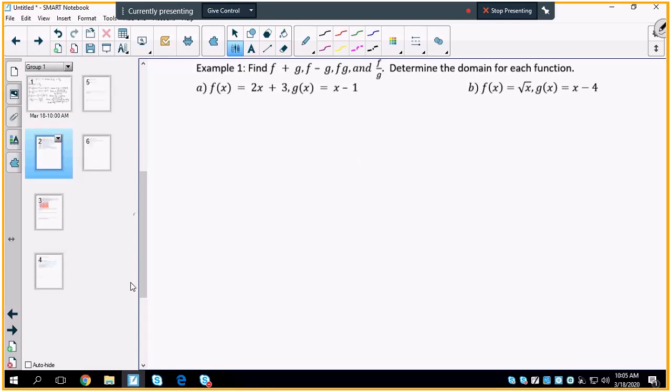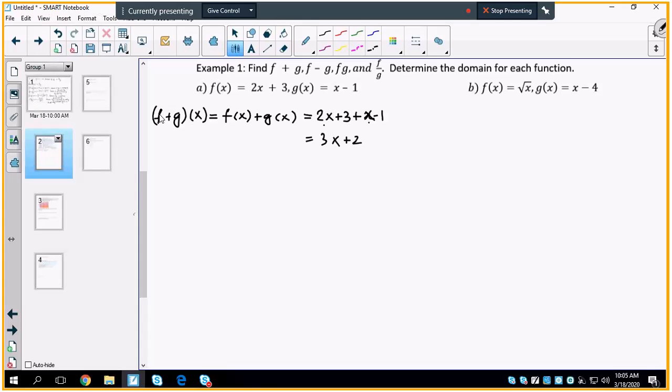So let's start with problem number A. First, we're going to start writing (f plus g)(x). As per definition, this is f(x) plus g(x). So what is f(x) plus g(x)? You look at your f(x), that's 2x plus 3. You look at your g(x), that's simply x minus 1, and then you combine them. So I get 2x plus x, which is 3x, and 3 minus 1, which is plus 2. So that's your new function f plus g, and you're done. Your (f plus g)(x) is 3x plus 2.